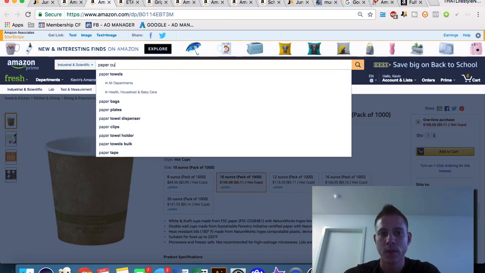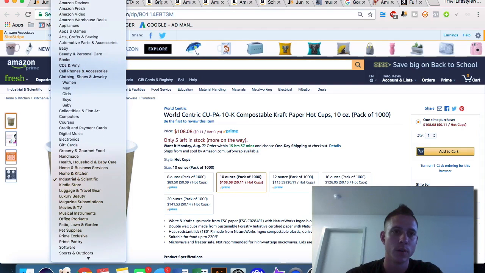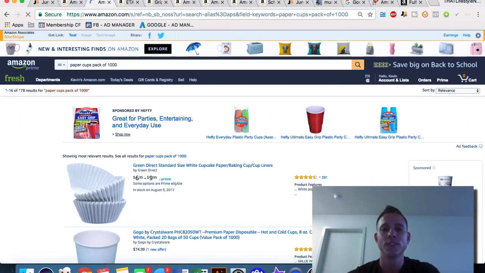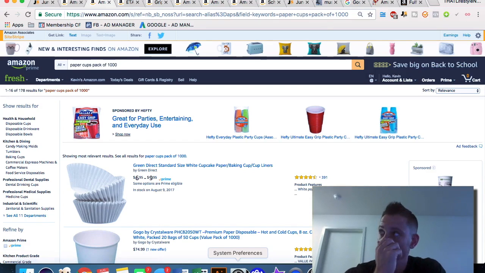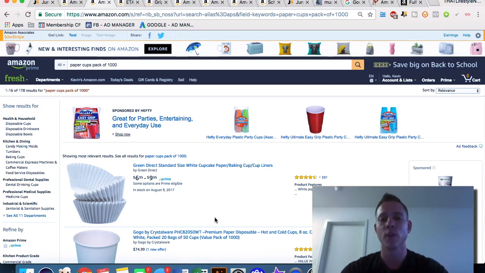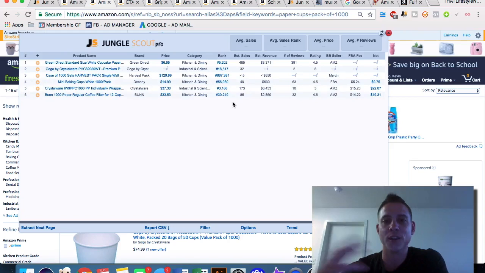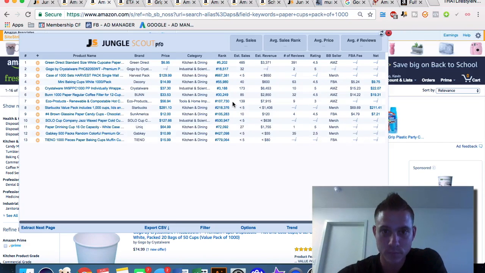So let's do paper cups, pack of 1,000, but again, we have to go to all departments here because sometimes people will intentionally miscategorize things, for the most part, to get bestseller rank tags and other Amazon's Choice tags in a much less competitive category. Then people see that tag when they're searching in the more competitive category, and people will buy it. So it's kind of a manipulation of the product categories, and Amazon doesn't really like it. But I'll always tell you what other people are doing, and you can decide for yourself what you want to do.